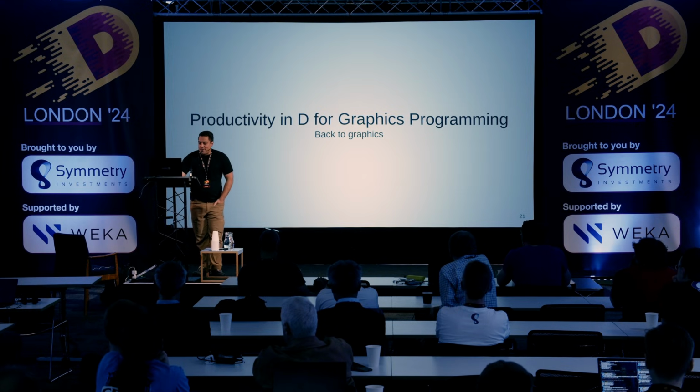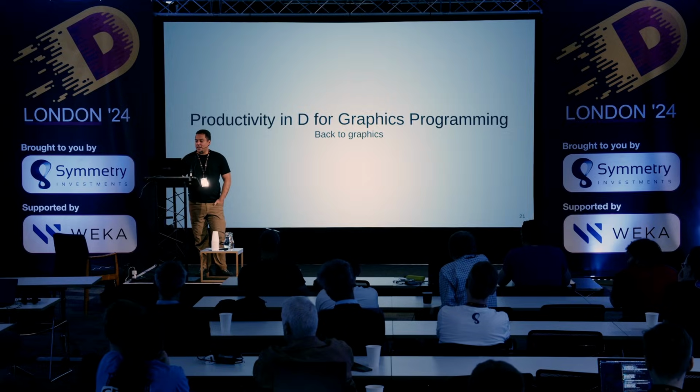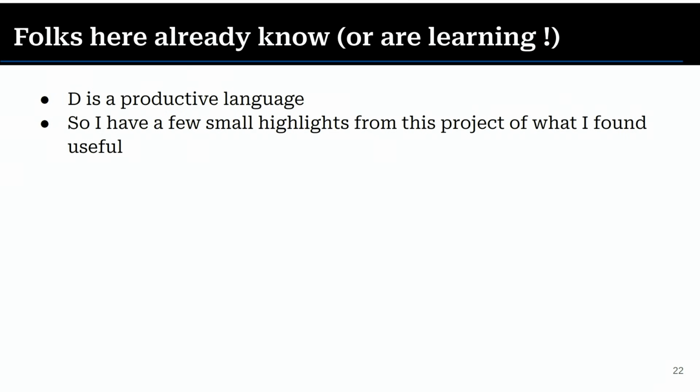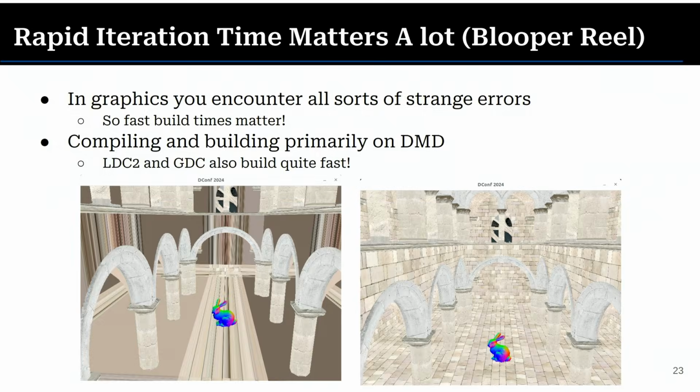Okay, getting back to the graphics story here, I found a lot of productivity gains in the realm of graphics programming. I don't have to sell this crowd here, but maybe for people watching, or you can send this to somebody who's thinking about D or how to get involved. They're just little, tiny, and in some cases large, life improvements for programming. I try to keep a blooper reel, but these are some graphics experiments gone wrong here. There's something wrong if you look hard enough at these pictures.